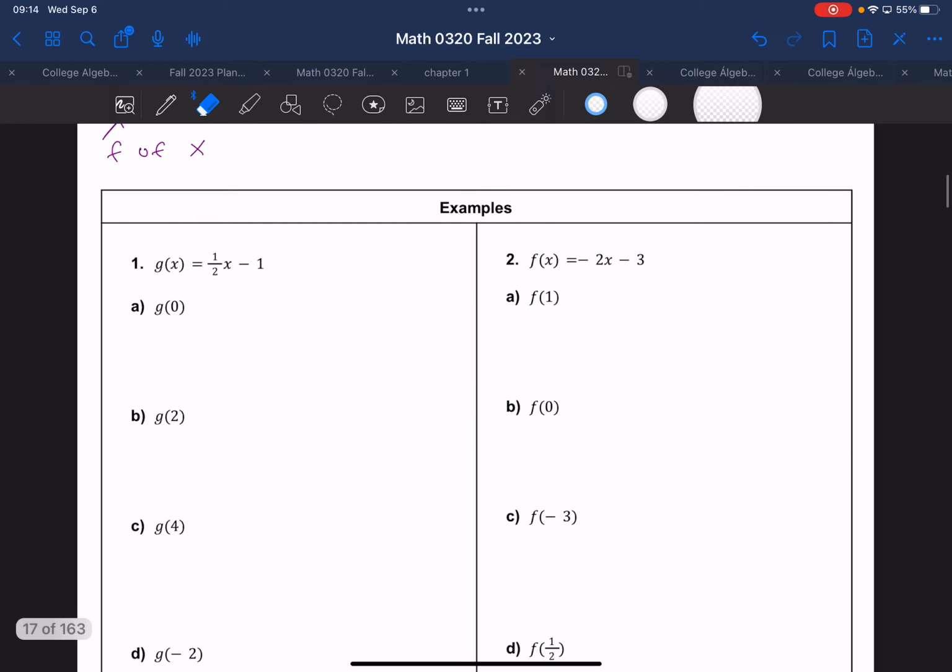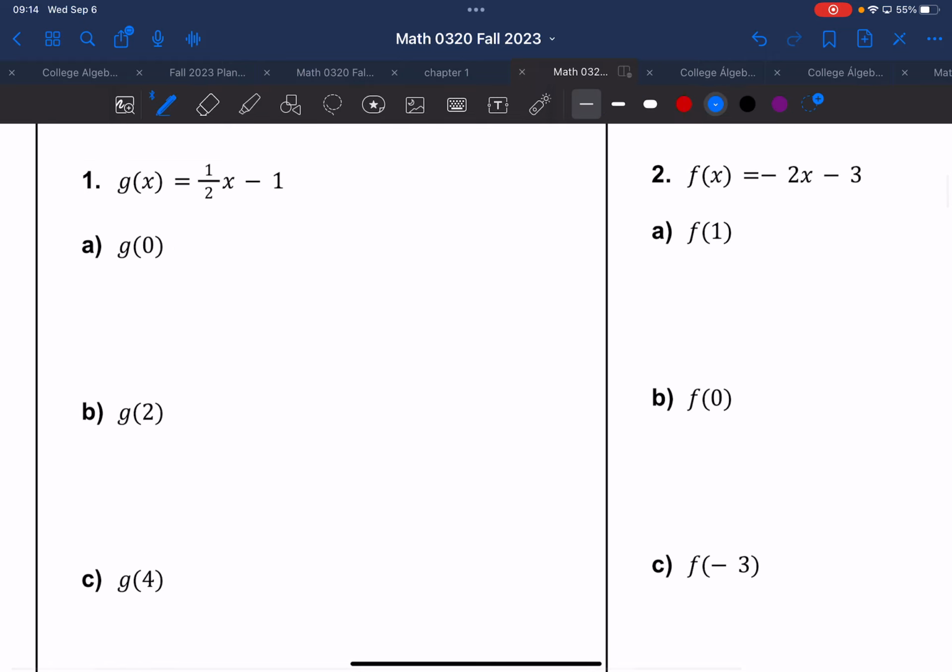Okay, so looking at example 1, we have g of x is equal to 1/2 x minus 1. So this tells us this is the function g in terms of x. If we were to try to find a certain number on that function, that is when we see these numbers here changing our x value. So in the first one, instead of having x in our function, we're going to have what? 0. What about on the second one? 2. Third one? 4. So what are we doing with these numbers? Plugging it in for x.